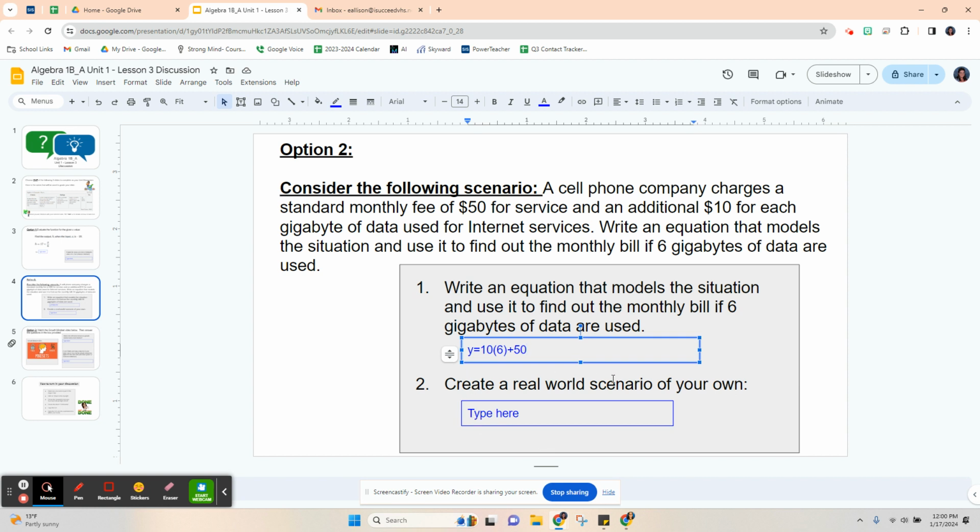And then to create another real world scenario, you could do a gym membership. You could talk about maybe like mowing lawns in the summertime, things like that. But if you were to create a real scenario, I would use this as your model. Talk about a service fee. If you were doing mowing lawns, you could do $10 for each lawn, things like that. Okay. So that's just an example there on how to create your own scenario.